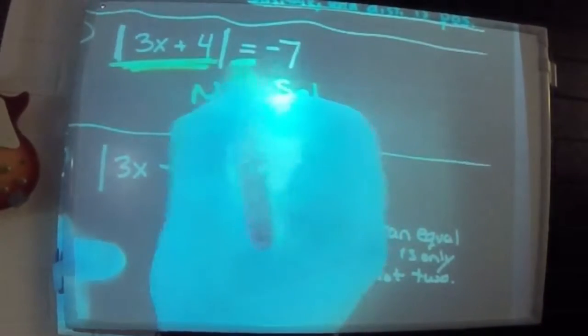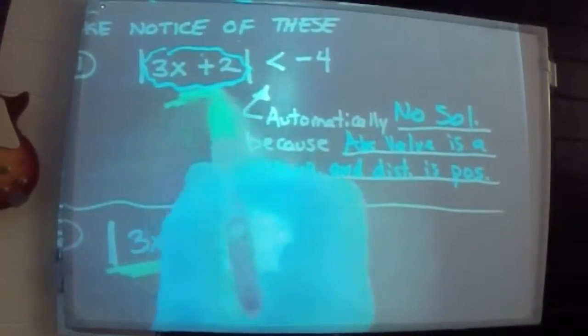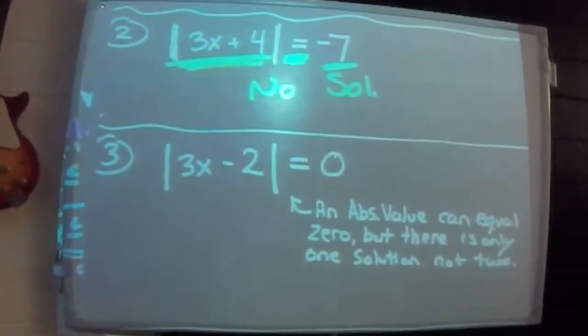Absolute value equals negative, no solution. Absolute value is less than negative, no solution.